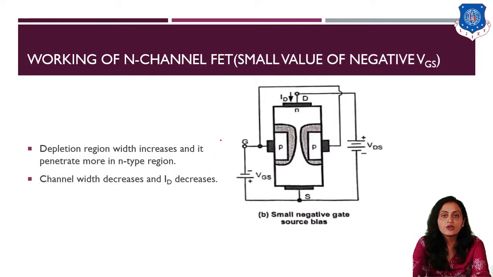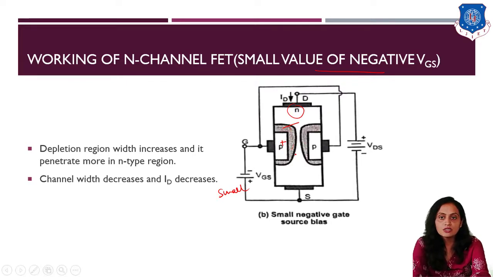Now we will see the working of N-channel JFET with a smaller negative value of VGS. So VGS is applied, but it is small in amount. As we have applied the reverse bias VGS, the depletion region thickness will increase, and we know this P-type gate has a large doping concentration. So the penetration of the depletion region will be much more in the N-type region, because the doping level of this N-type bar is less compared to the gate.